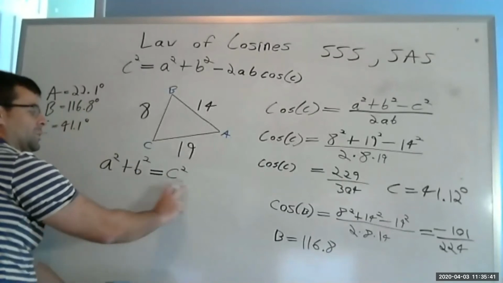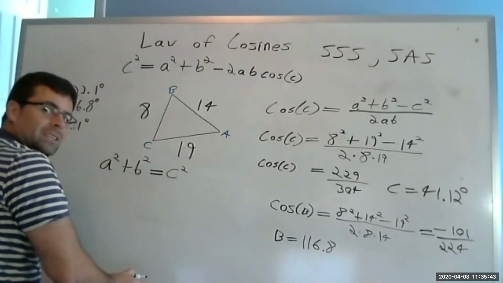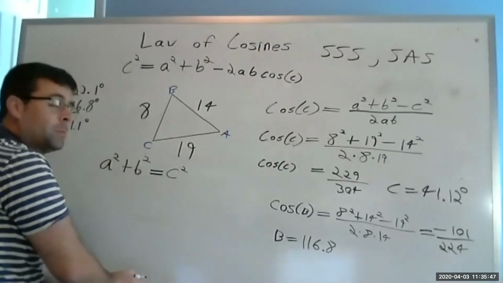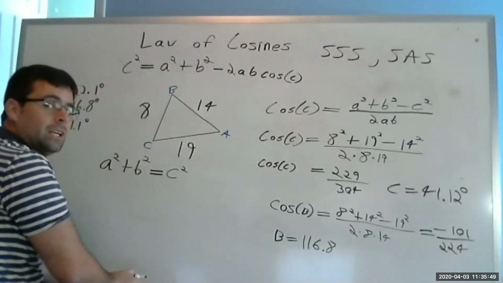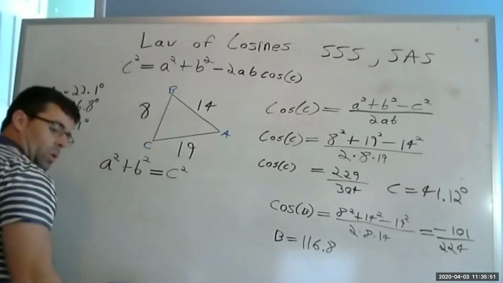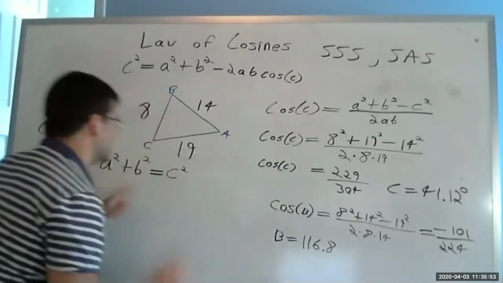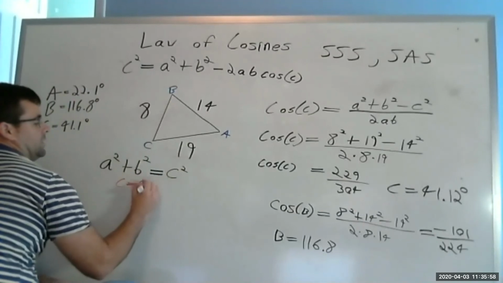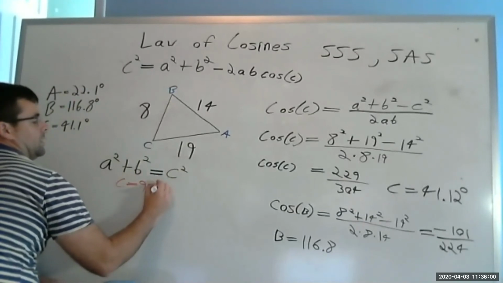At the beginning of the lesson, what did we say that was? Pythagorean theorem. Okay, and where does the Pythagorean theorem only apply? Right triangle. So if this is true, then C is 90 degrees.